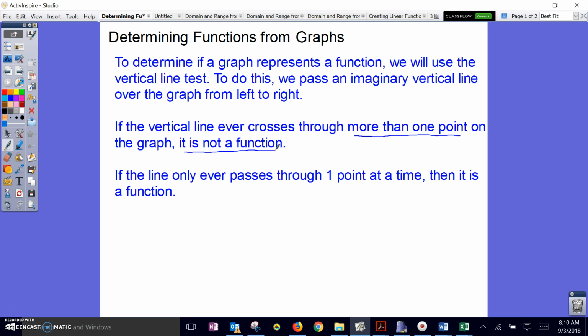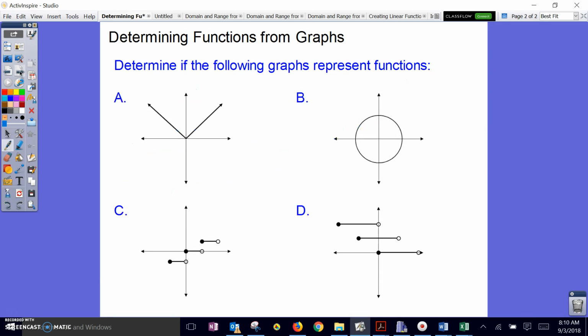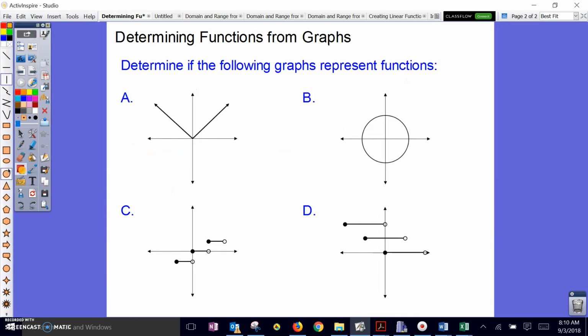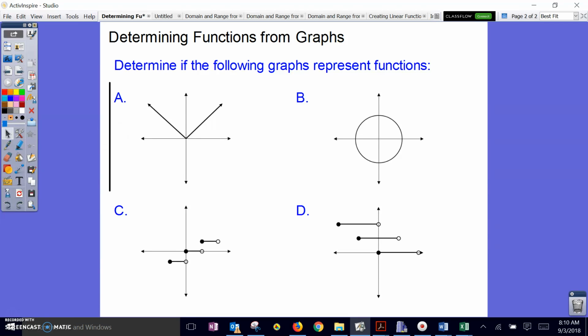So let's go ahead and we'll look at a few graphs and apply the vertical line test to determine if they're functions. And to help us see this, I'm going to actually draw in a vertical line here and drag it across the functions. If I can do this. Okay, there we go. Now I grabbed it. So let's look at A.